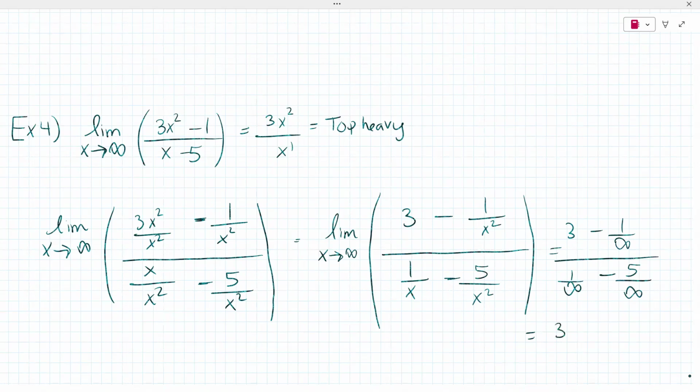So this is 3 minus 1 over infinity is 0. 1 over infinity is 0 minus 5 over a very large number, or 5 over infinity is 0. So you get 3 over 0, and you kind of have a problem. 0 is a bad thing on the denominator, so that makes it undefined. So it would be DNE. And yeah, you could apply L'Hopital's rule, but for right now it does not exist.